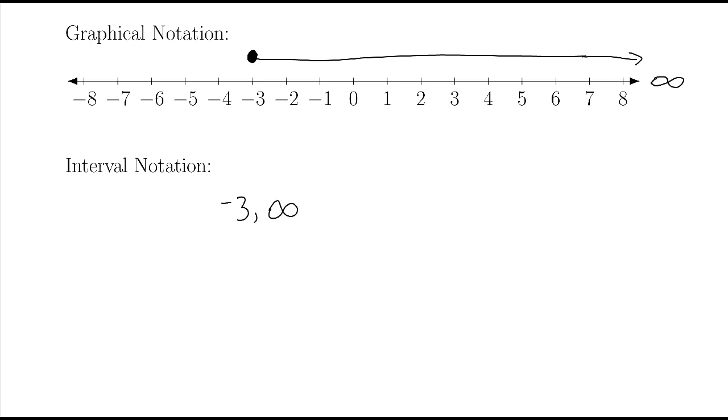Now, we always put a parenthesis on infinity. Since I have a closed circle here indicating that negative 3 is a potential value for x, I will use a bracket to indicate that. Okay, so bracket negative 3 comma infinity, close parentheses.